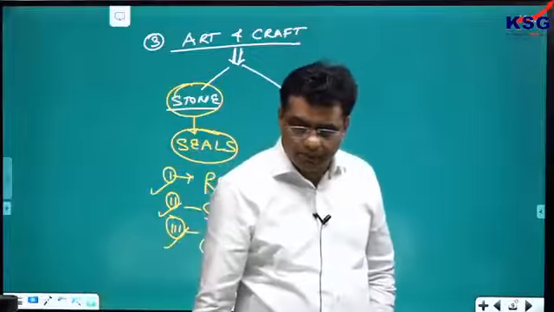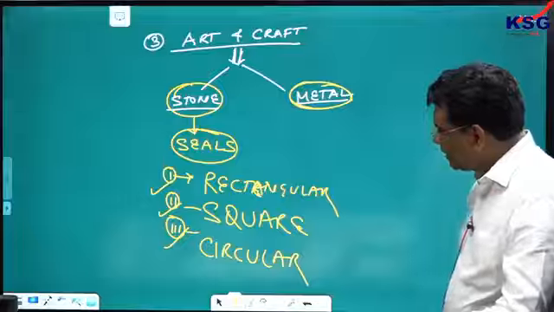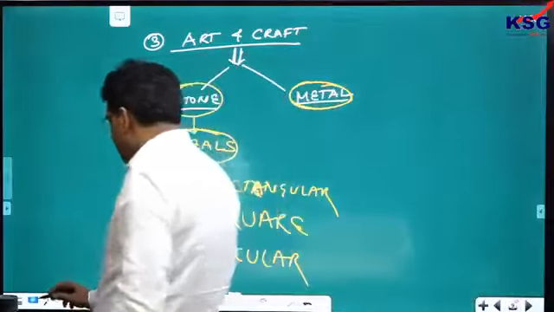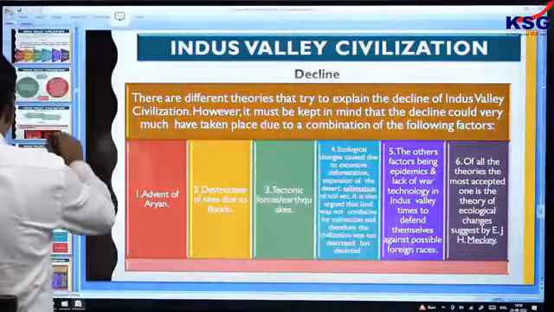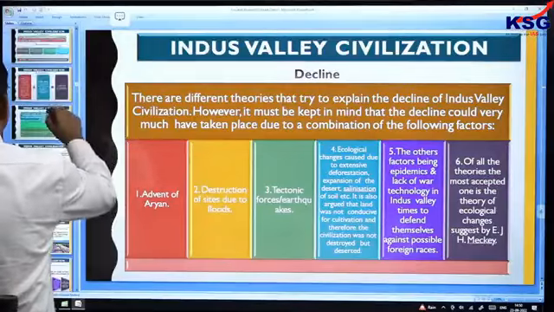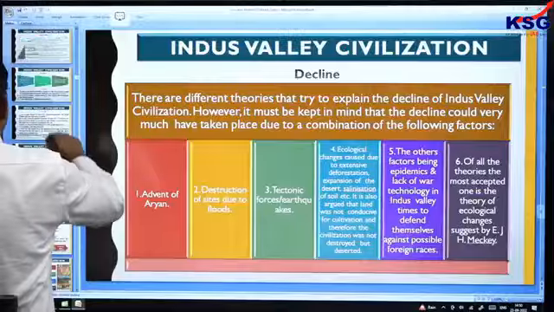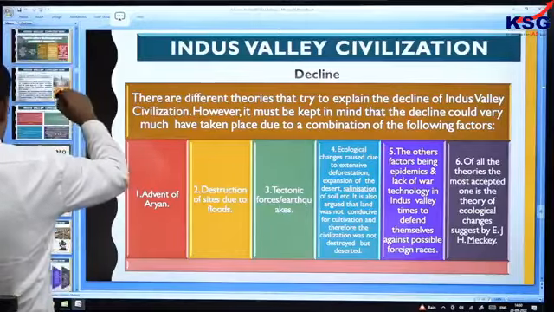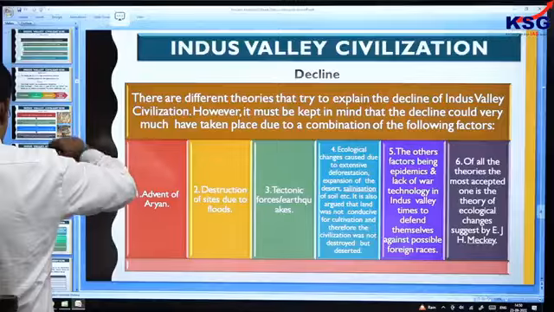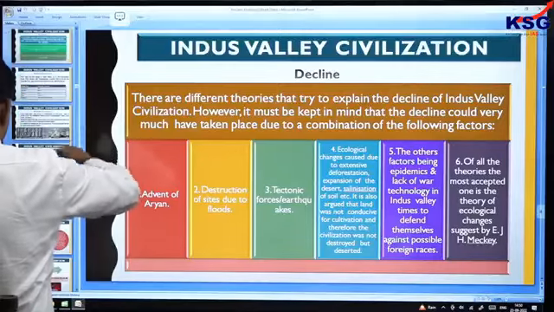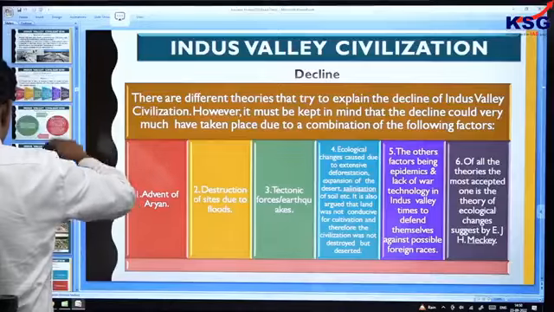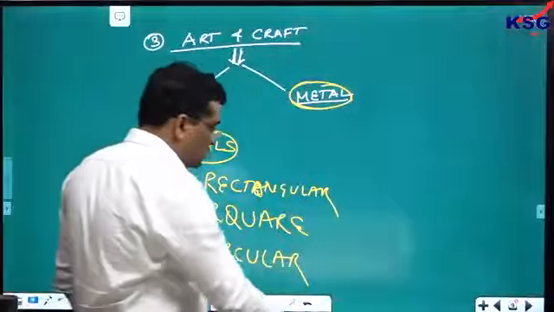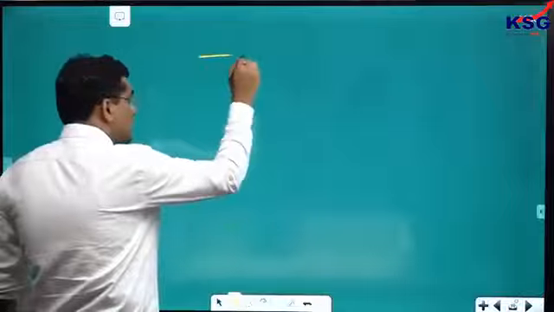There are three types of seals that you can see in the Indus Valley civilization: rectangular, square and circular.